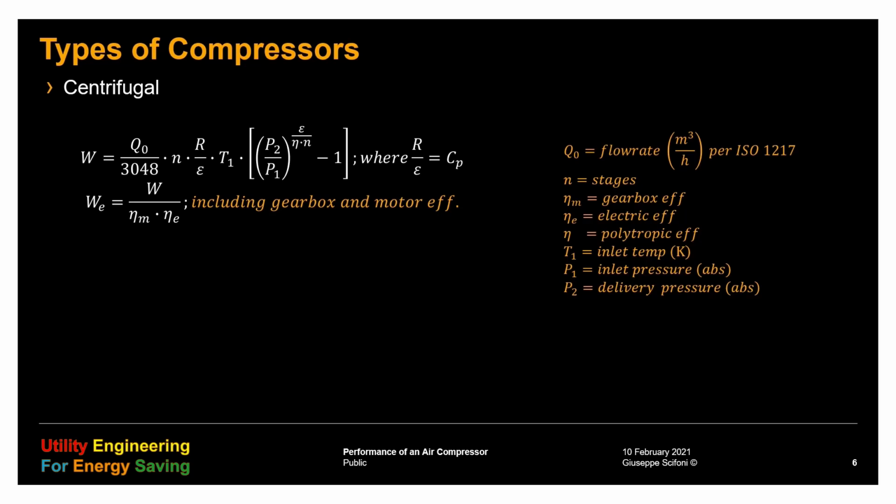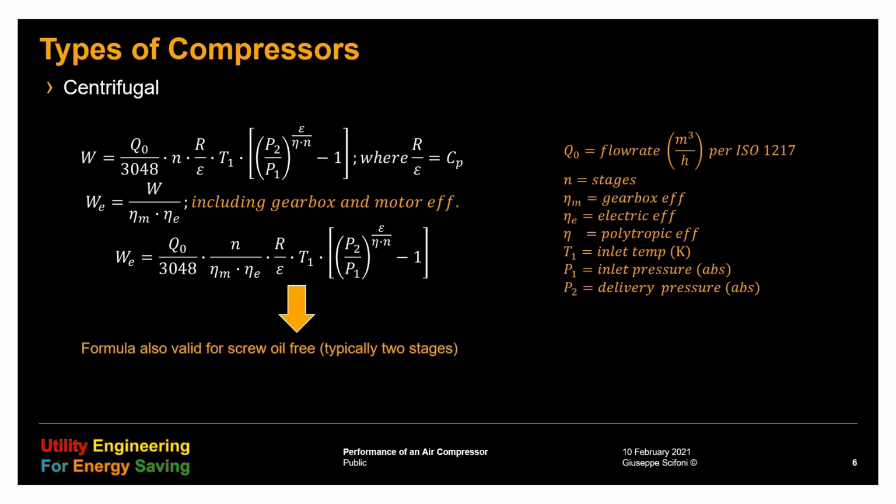Important is that such a formula we can use for any unlubricated machine. Centrifugal, screw, piston, either water or air cooled. This is the mechanical efficiency, the electrical efficiency, the polytropic efficiency, and the number of stages.